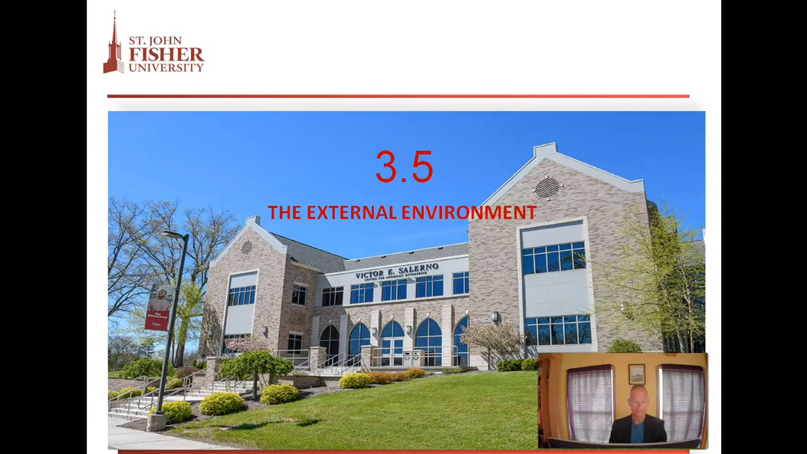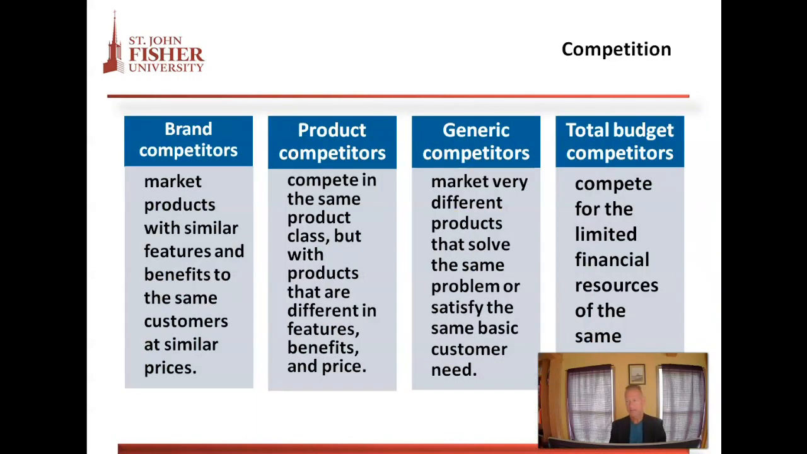Now we're going to turn our attention to the external environment. The external environment, as I talked about, includes economic environment, political, legal, sociocultural, all those types of things. We're going to start with our competition. We have brand competitors, we have product competitors, we have generic competitors, and then we have total budget competitors. And you can read what each one of those mean.